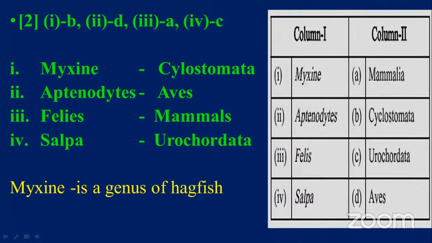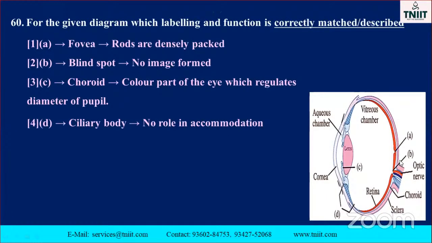What is the next one? See the diagram. They have asked the question with A and B and C. For the given diagram, which labeling and function is correctly matched? They asked the question. See this part, this is called what? A is called what, you know? B is called what? C is called what? Okay. Here, which one is correctly matched?